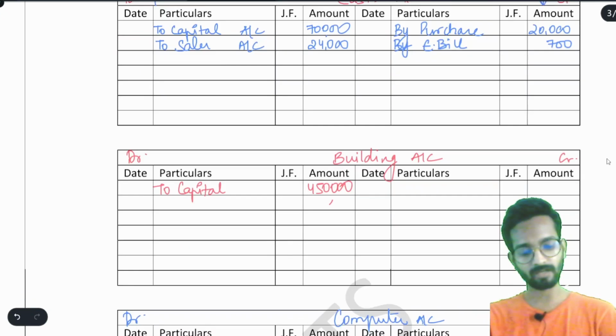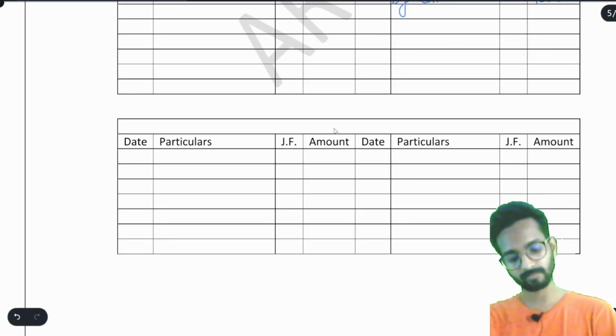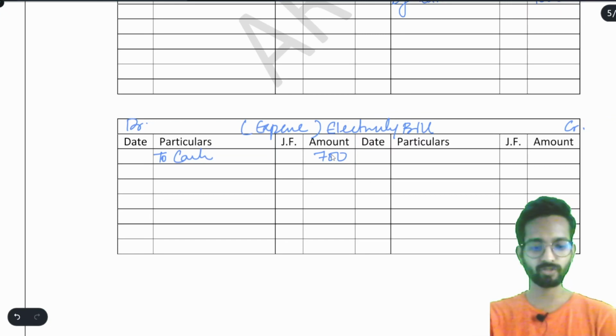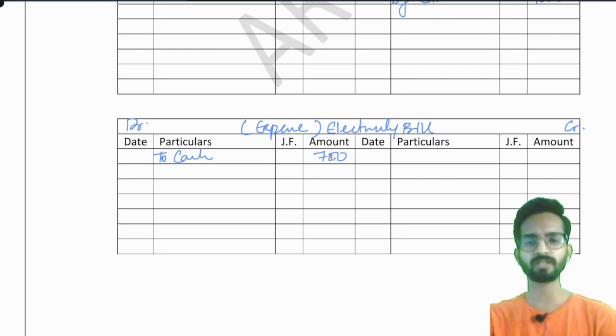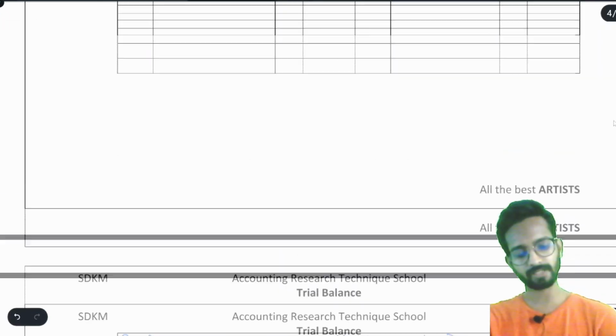Now I will prepare an account of electricity bill, which is my expense. Electricity bill account debit to cash 700. Understood? Very simple. Just remember the journal entry and the posting will become very easy. Ledger posting is the easiest. If you know the journal entry, electricity bill to cash. So electricity bill account debit to cash. Okay. Now what's the next part here?